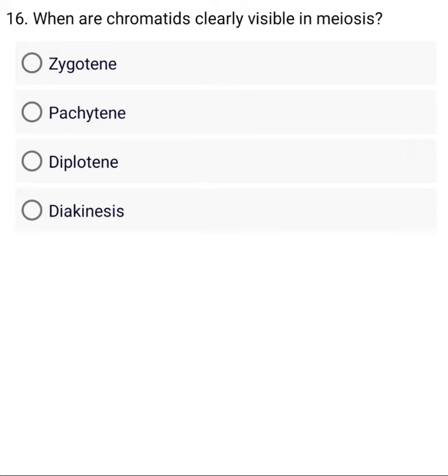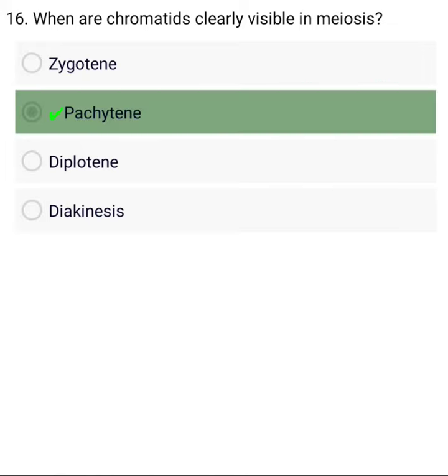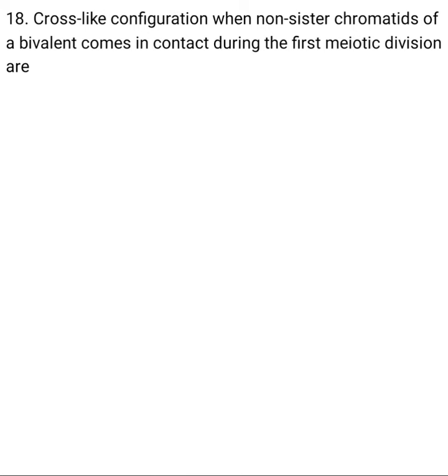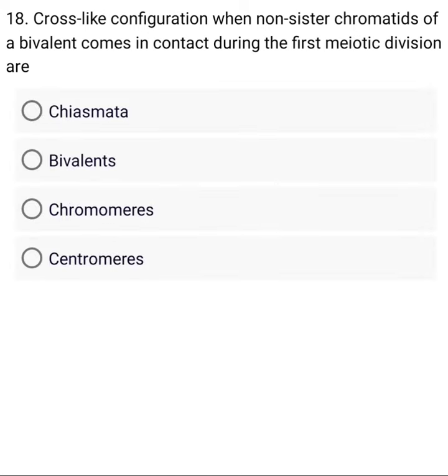A. Zygotene, B. Pachytene, C. Diplotene, D. Diakinesis. Right. Chiasma formation occurs in A. Leptotene, B. Zygotene, C. Pachytene. Right. Cross-like configuration when non-sister chromatids of a bivalent come in contact during.